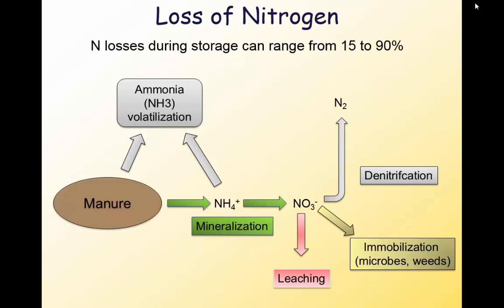So ammonia, manure has ammonium. It can become ammonia and be lost as a gas. It has organic nitrogen, which can become ammonium and then can also turn into ammonia and be lost as a gas. That can become nitrate. It can leach out. Both of these can be picked up by microbes and immobilized. And in some systems, if you have anaerobic, if you have low oxygen, you can have it denitrified and turned into gaseous N2.